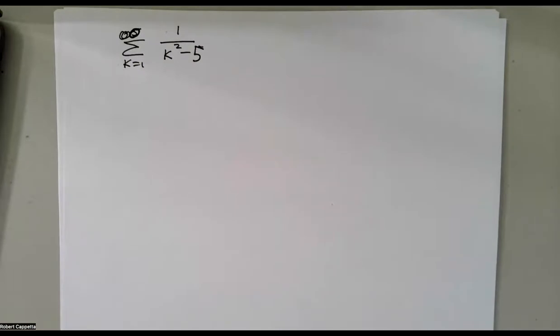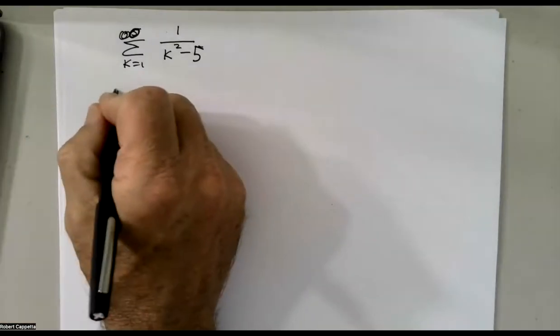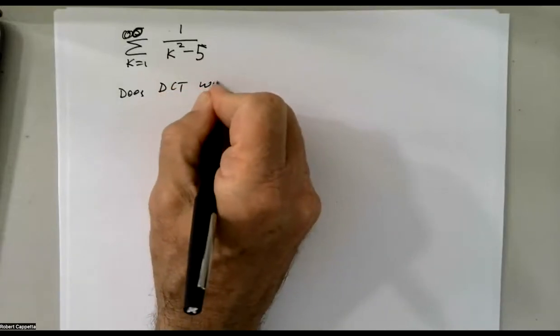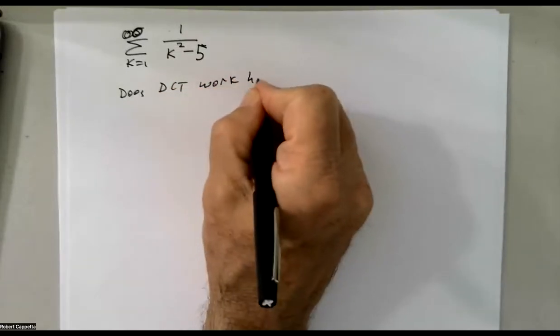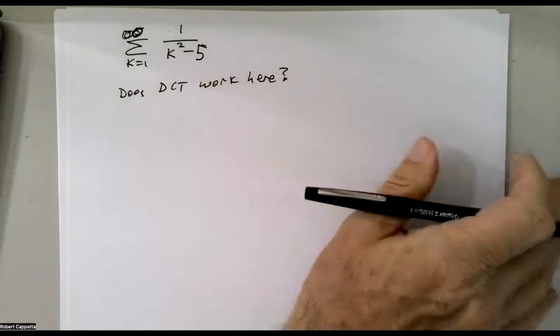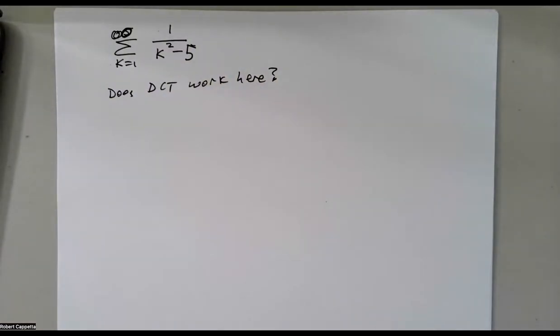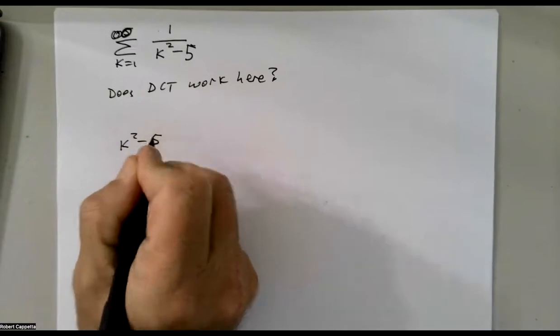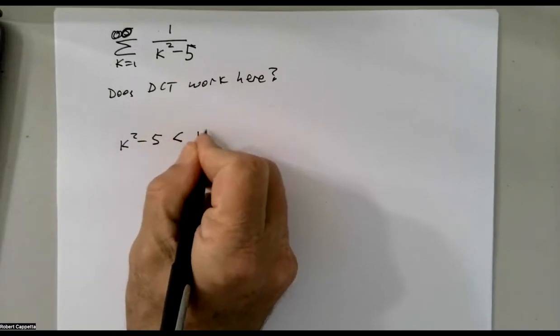What is the sum as k goes from 1 to infinity of 1 over k squared minus 5? So my question again is going to be, does the direct comparison test work here? Can you successfully use the direct comparison test? Well, let's think about it. k squared minus 5 is less than k squared.